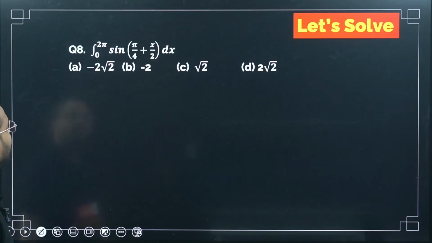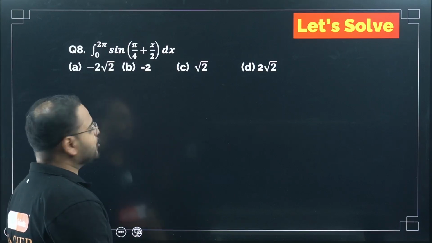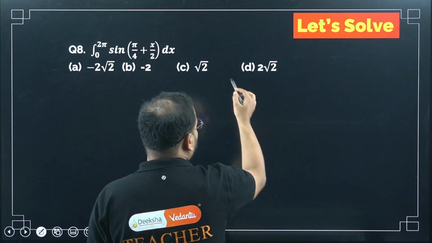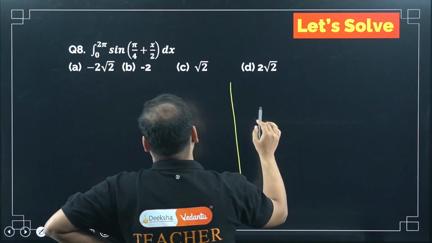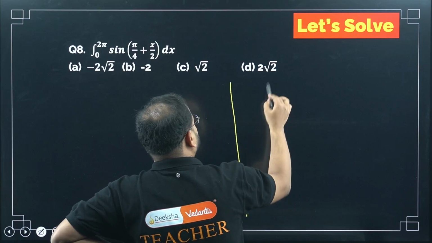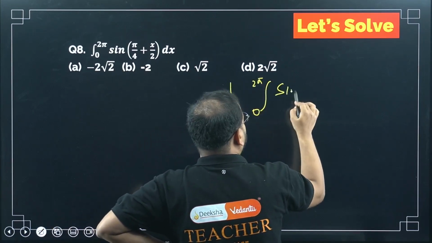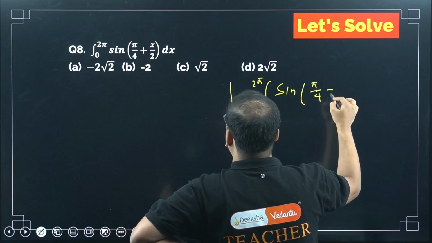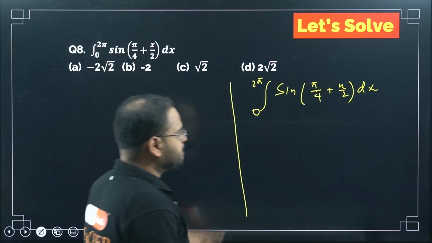Okay. Question number 8. Integrate sine of pi by 4 plus x by 2 from 0 to 2 pi. Okay. How will I do this? Very very simple. Same approach, exact same approach. Integration of sine is what? Let me write the question first. 0 to 2 pi, sine of pi by 4 plus x by 2 dx.